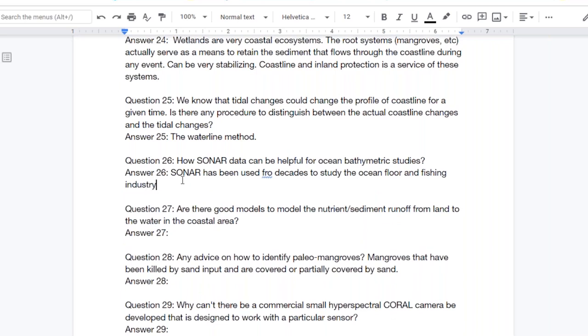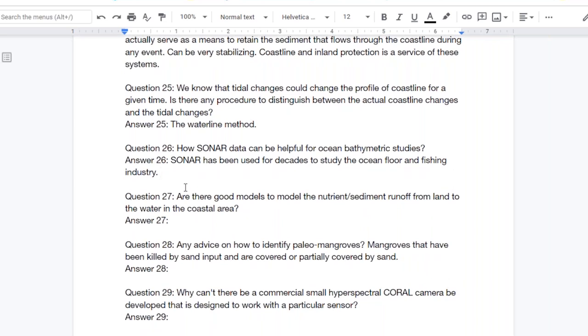So sonar is one of those classic technologies that has definitely been used for decades. It's one of the classic data types for bathymetric studies.